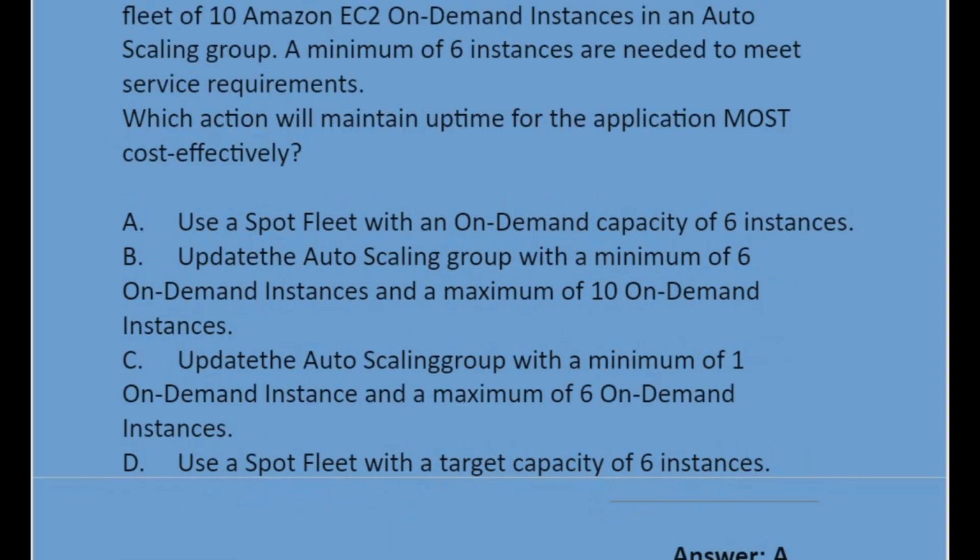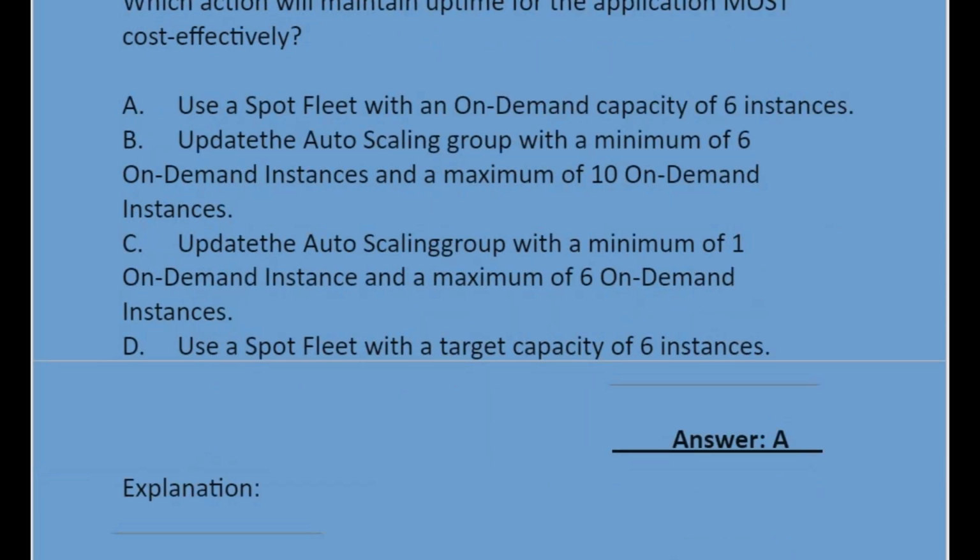Option A, use a spot fleet with an on-demand capacity of 6 instances. Option B, update the auto scaling group with a minimum of 6 on-demand instances and a maximum of 10 on-demand instances. Option C, update the auto scaling group with a minimum of 1 on-demand instance and a maximum of 6 on-demand instances. Option D, use a spot fleet with a target capacity of 6 instances. Correct answer is option A.